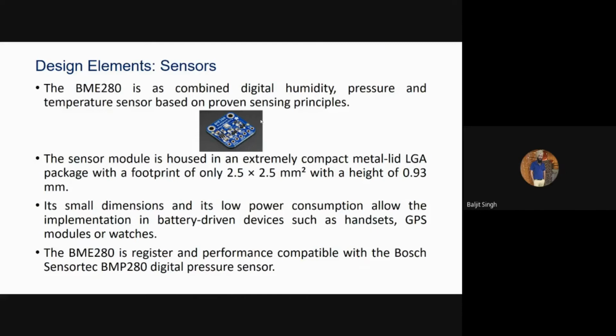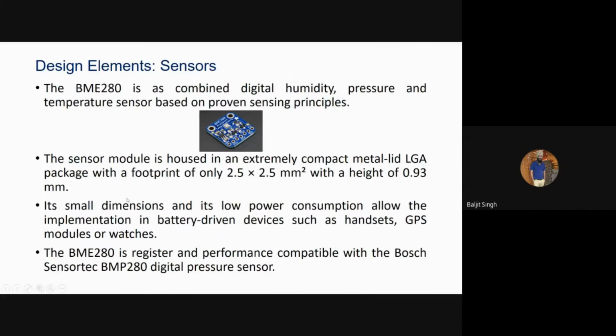It is a combined digital humidity, pressure, and temperature sensor based on proven sensing principles. The sensor module is housed in an extremely compact metal-lid LGA package with a footprint of around 2.5 by 2.5 mm square. In this picture, this small part with this very tiny hole is the sensor only. The rest is the signal conditioning circuit.